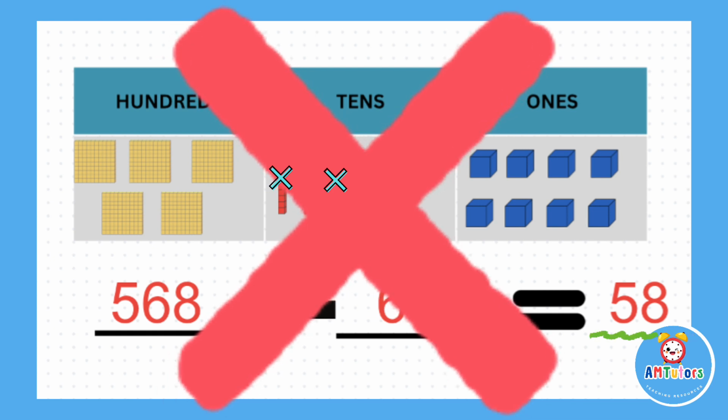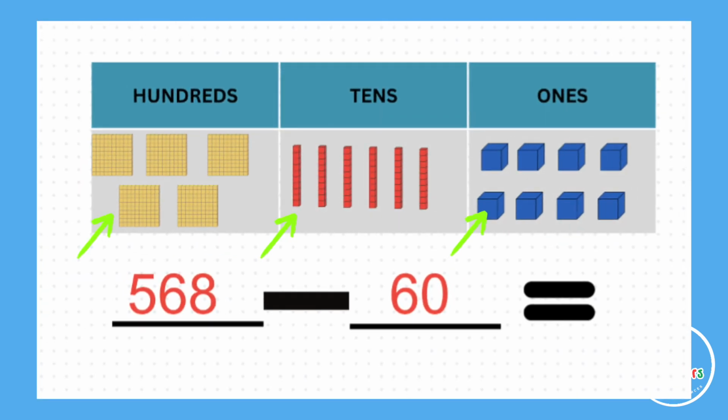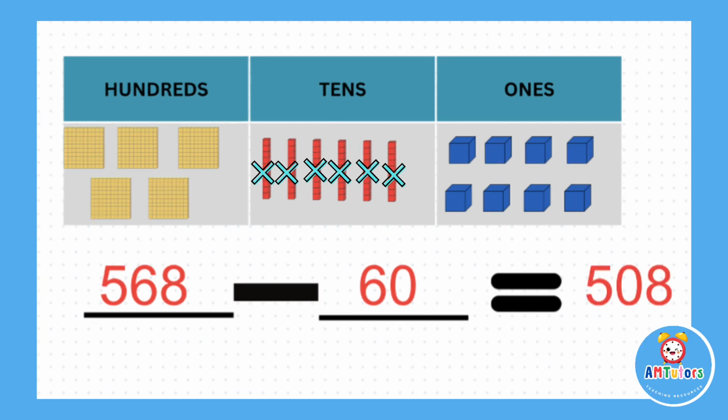Sorry, have I made a mistake? Let's check that again. Right. 568. Subtract 60. Even though we have no more tens in the tens column, we don't leave it blank. We put a 0 in there as a placeholder. So our new answer should be 508. Were you correct?